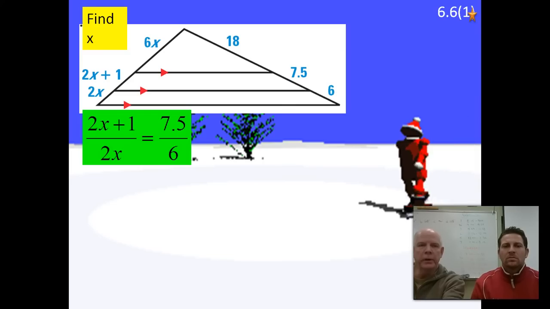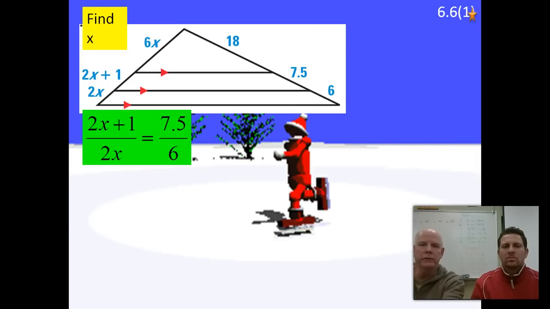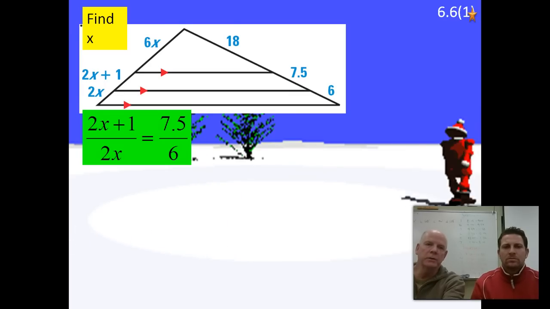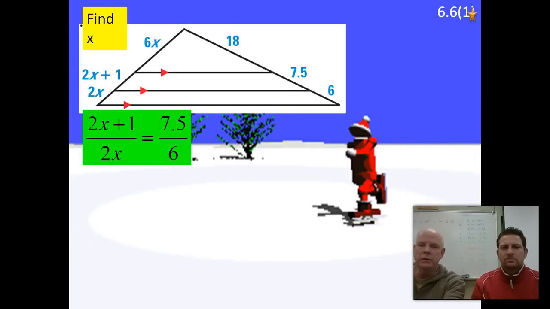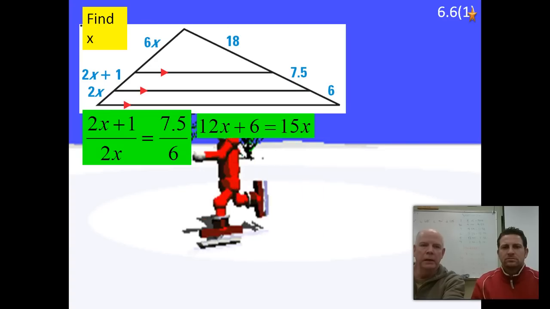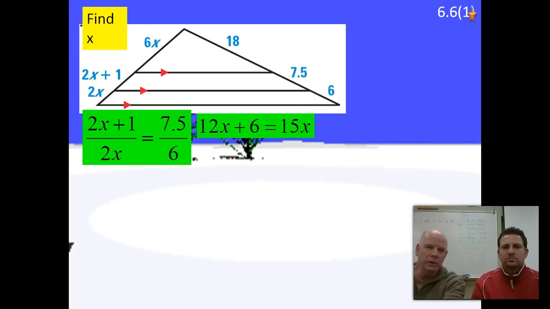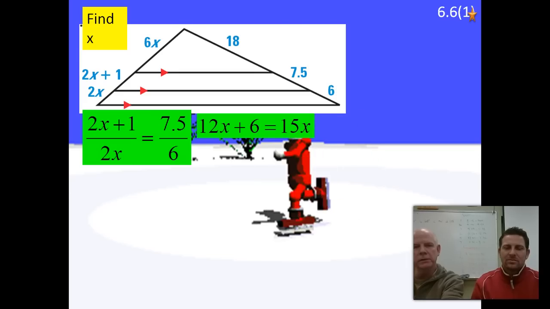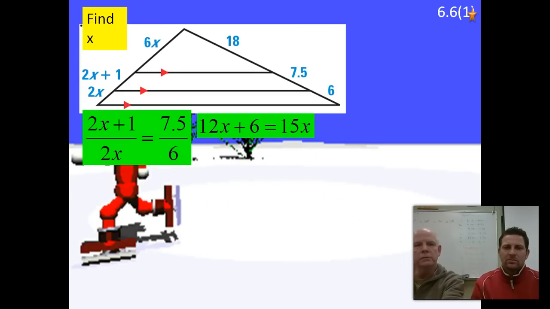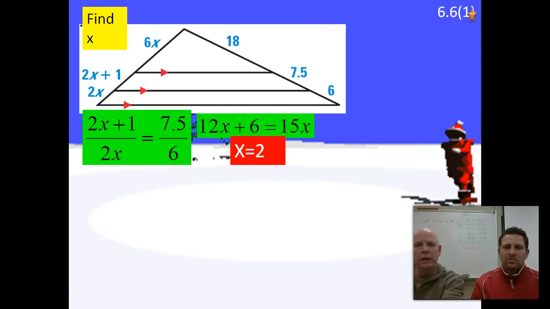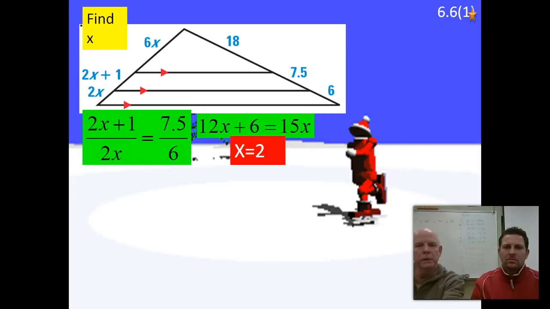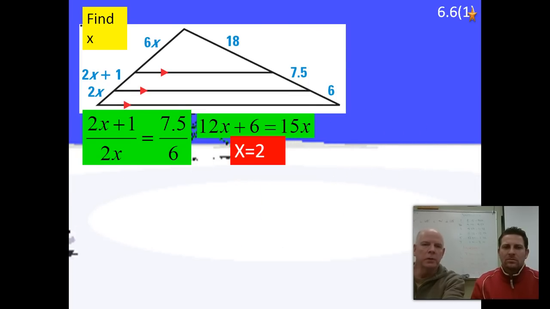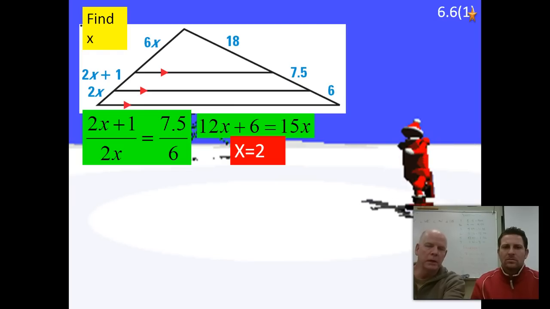So 2x plus 1 compares to 2x, just as 7.5 compares to 6. A little more algebra is involved in this one because of that 2x plus 1 in there, but just cross-multiply to come up with that. We get 12x plus 6 on the one side. Make sure you distribute through there. And then 2 times the 7.5 will give you 15x on the other side. If we subtract 12x from both sides and divide by the 3 that's left over, then we get x is equal to 2.